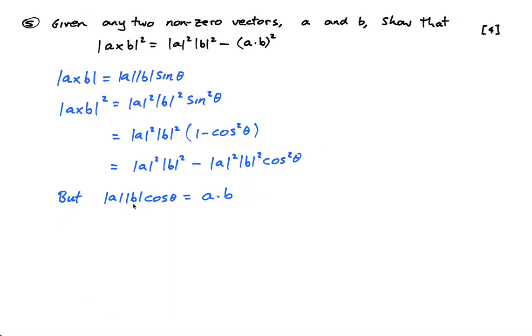So therefore, this |a cross b| squared is equal to this times this minus (a dot b) squared, because if this is a dot b, then this squared is (a dot b) squared, which is this. So I'm just going to write QED, which means I have proven what they asked me to show, or I have at least shown it. Okay, that's question 5.